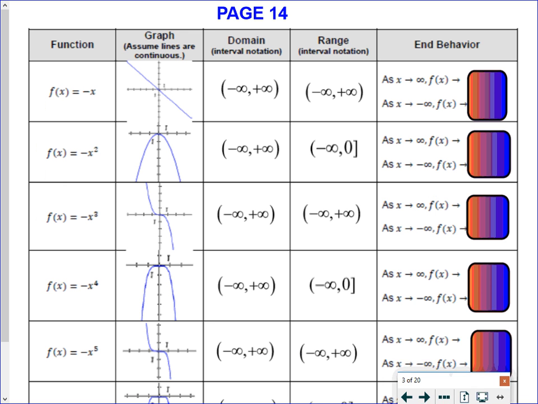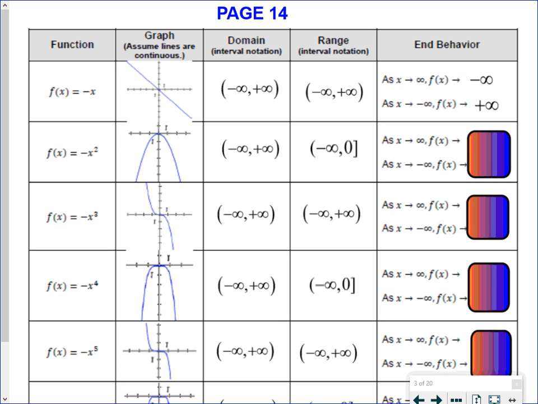For the next page, we're going to be looking at the same functions, except we're multiplying it by a negative 1 now, or in other words, we're flipping it over the x-axis. So f of x equals negative x. The domain and range stay the same as it was before. It's still all real numbers for both. The end behavior is what flips. Now the end behaviors are the opposite of what it was before.